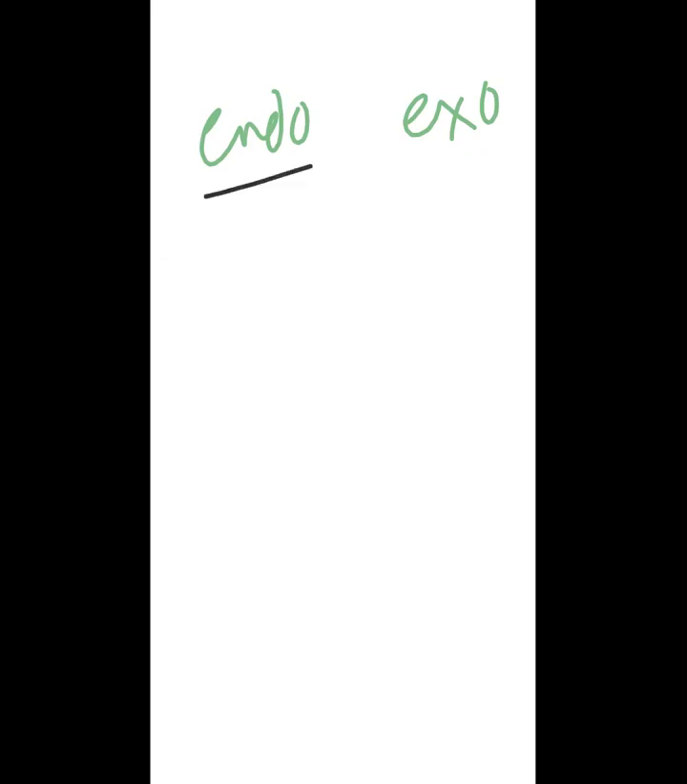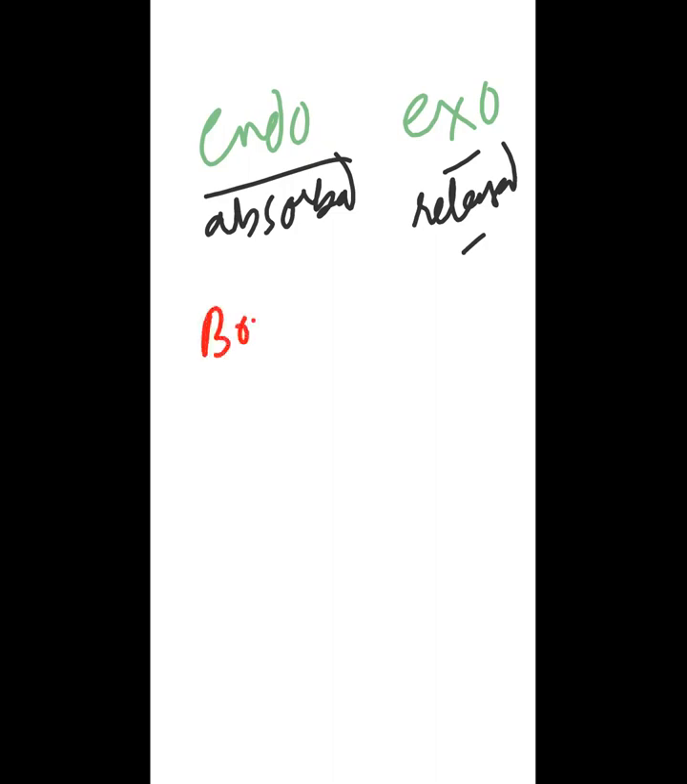So there are two types of process, endothermic and exothermic. Endothermic means heat will be absorbed. That's what we discussed yesterday. Exothermic, heat will be released. There is one more thing which you should remember, and that is bond breaking. Bond breaking is endothermic. When you are breaking the bond, the process is called endothermic. And bond making is exothermic.